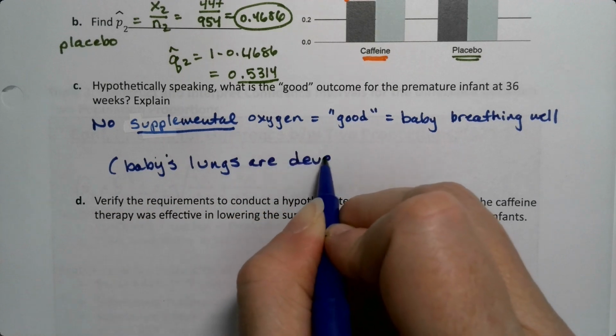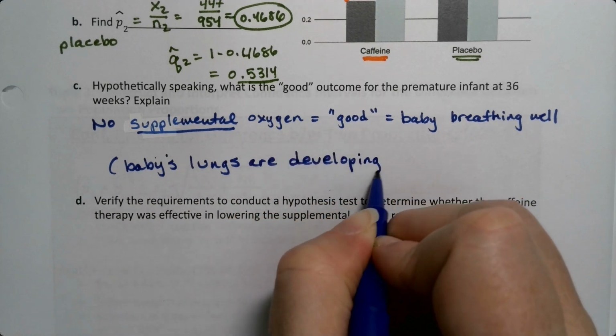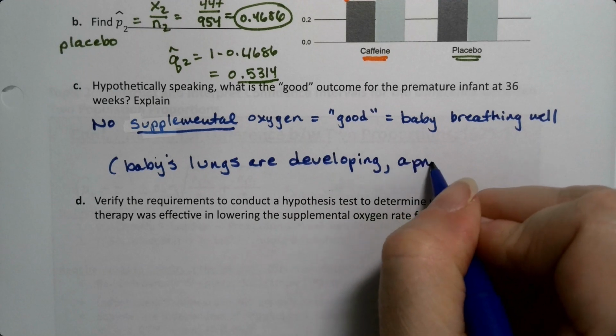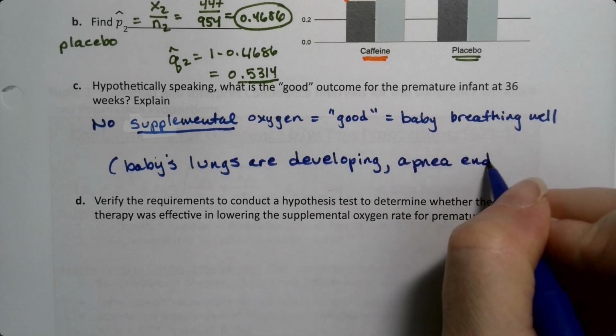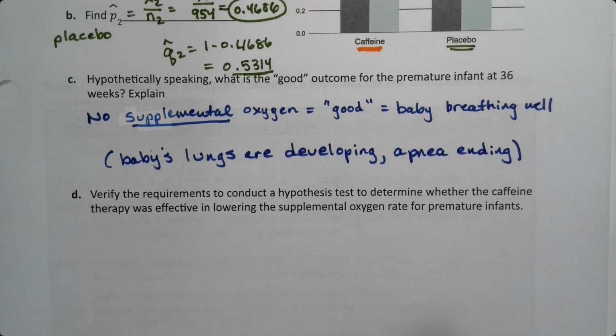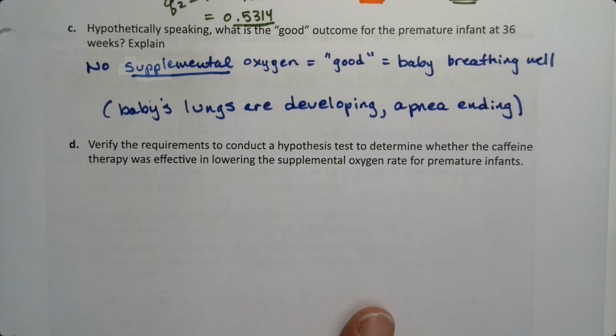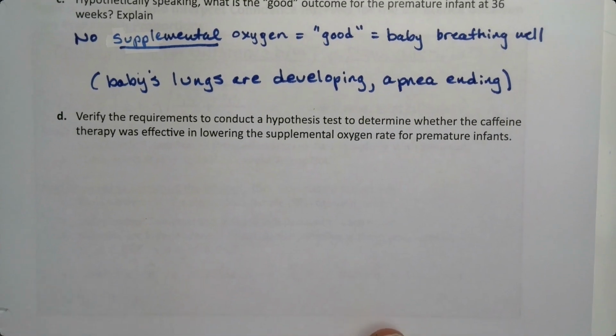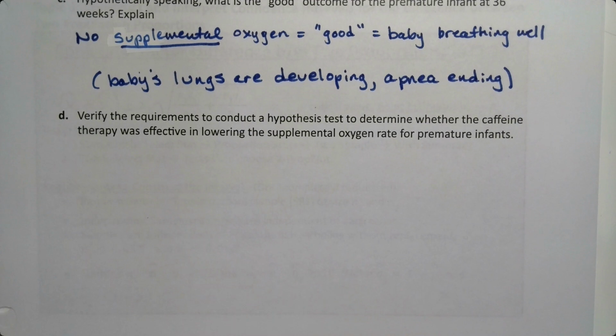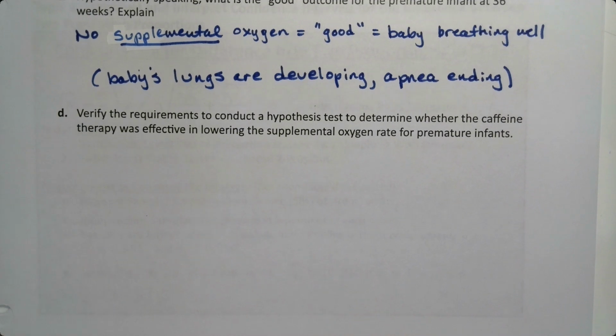Right? When they can breathe strongly on their own, the apnea will go away. Apnea is when you stop breathing. All right, so now let's verify our requirements. Oh boy, okay. So we have several things we have to verify.